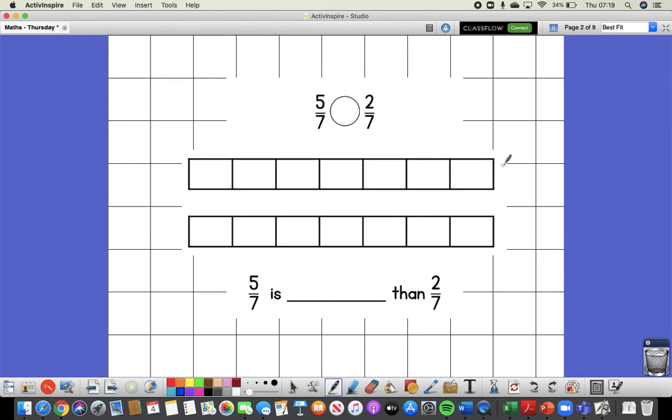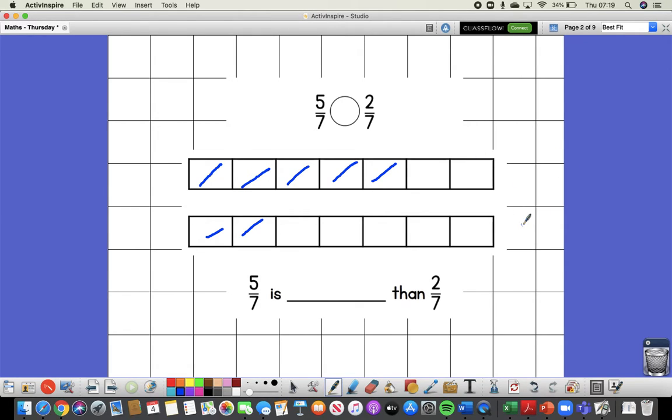So we have got two bars. Both bars are the exact same size and have both been cut up into 7 pieces. Now, if I were to use these bars to compare fractions, my first fraction says 5/7. So if I was to cross off 5/7 of my first bar, okay, in my second bar, I've got 2/7. Okay, you can now see quite clearly which fraction is the biggest and which one is the smallest.